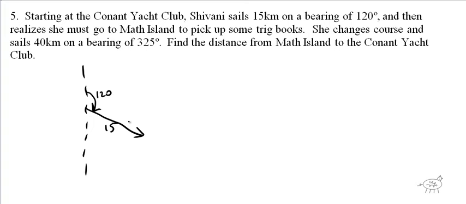Then she realized she must go to Marathon to pick up some trig books. She changes the course and sails 40 kilometers on a bearing of 325. So she's here. That's why you're putting it on the tip, and she's going 40 kilometers. So you guys agree this is 325? Because 270 is to the left, and then it's a little bit more. Then it says find the distance from Math Island to Conant Yacht Club. So we're looking for this distance right here.